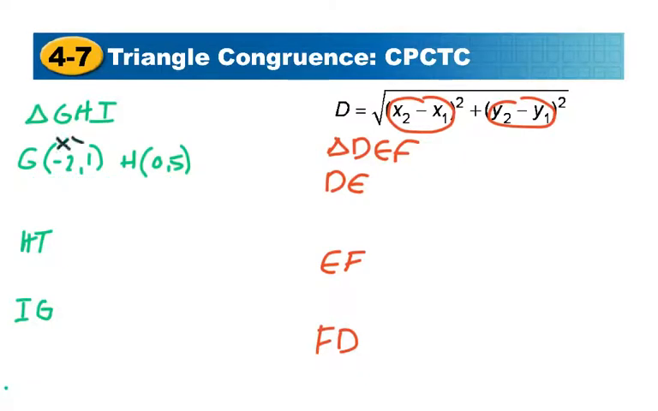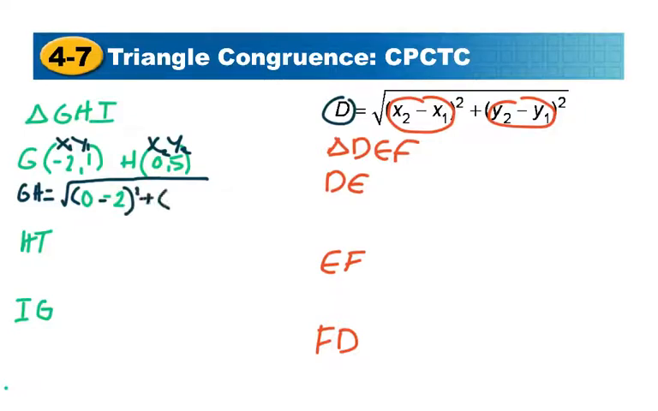If we write those coordinates for G and H here, we can now plug them in. This is an x and a y, and we'll call that x1 and y1. And this is an x and a y, and we'll call that x2 and y2. Taking a look at our distance formula, the distance between G and H is going to be the square root of x2, which is 0, minus x1, which is -2, squared, plus y2, which is 5, minus y1, which is 1, squared.